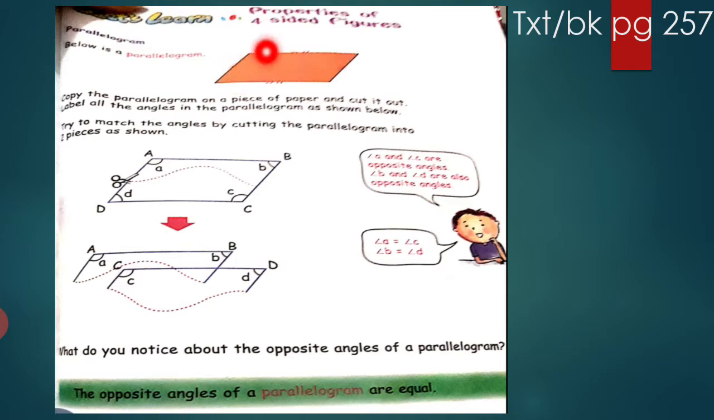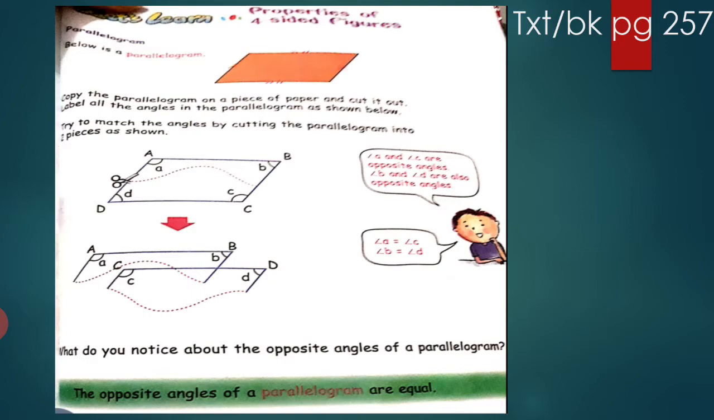First of all, you have to label the corners of the parallelogram as angle A, angle B, angle C, and angle D. After that, you have to cut this parallelogram according to the given direction. At the end, you have to match the pieces, and you will come to know that angle A and angle C are the same. Similarly, angle B and angle D are also the same in measurement.